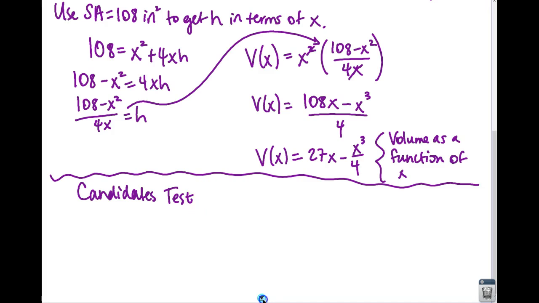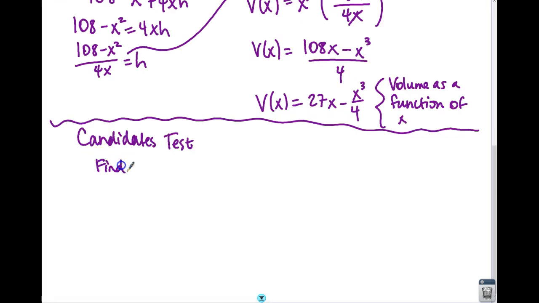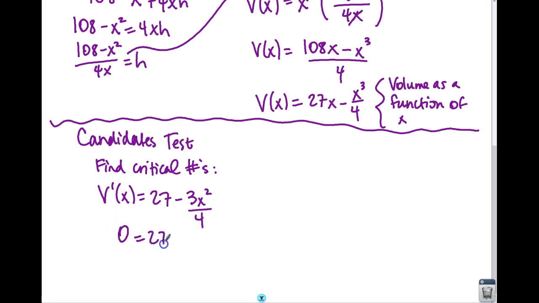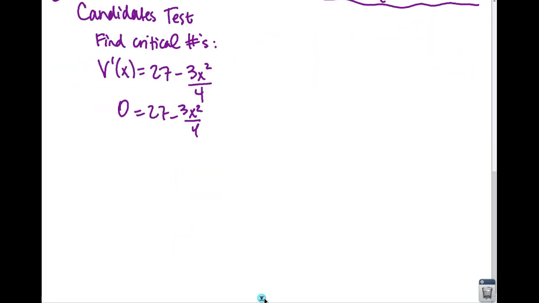So let's see, finding critical numbers, I'm going to say volume prime is going to be 27 minus 3x squared over 4, okay? Or 3/4 x squared. Either way you want to write that. So I need to take that and set that equal to 0. So 0 is equal to 27 minus 3x squared over 4. So I'm going to move that over. 3x squared over 4 is 27.